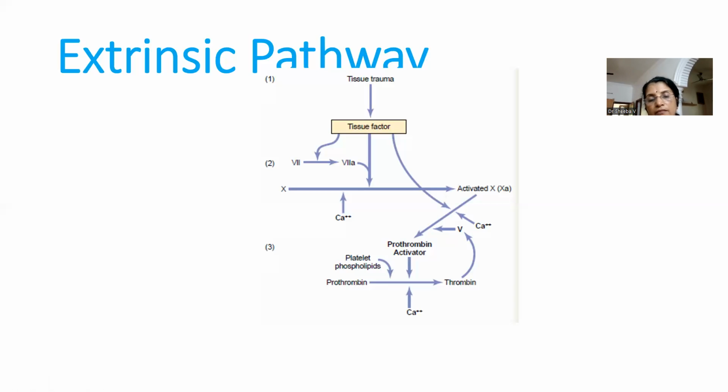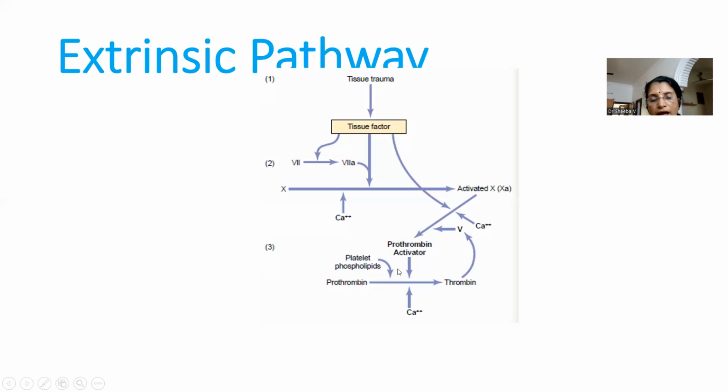But here, first tissue thromboplastin is released. That is the tissue factor, the tissue thromboplastin, which acts on factor 7. Now factor 7 is activated. Activated factor 7 acts on factor 10 in the presence of calcium ion, forming the activated factor 10. Then activated factor 10 in the presence of calcium ion and factor 5 forms the prothrombin activator.